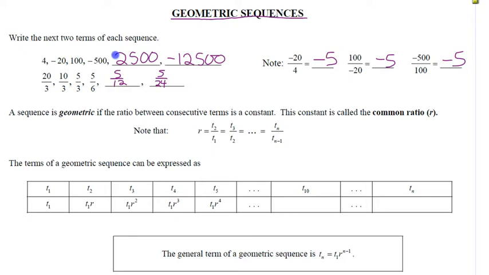So a sequence is defined as geometric if the ratio between consecutive terms is constant. This constant is called the common ratio. Okay, so when you see an R in the formula, it's going to be a geometric sequence or series. When you see a D in the formula, it's an arithmetic sequence or series.